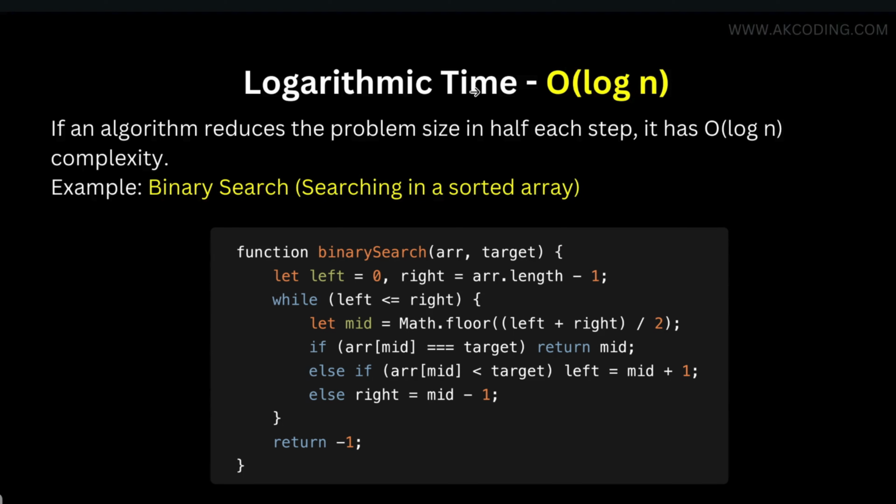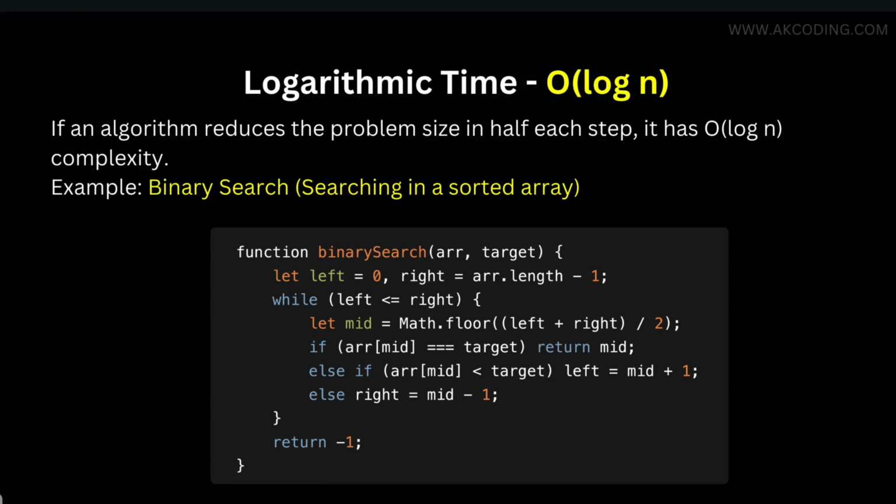Algorithmic time, O of log n. If an algorithm reduces the problem size in half in each step, it has O of log n time. Example, binary search. Binary search is a technique where it will reduce the problem into half in each step, right? Here you can see on each step it will reduce the problem into half.